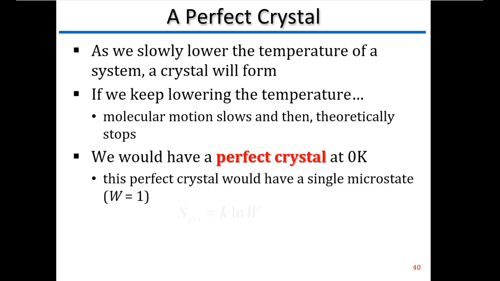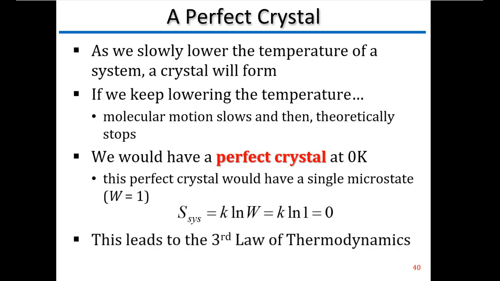So what are the ramifications of that? If we again calculate entropy of the system, we take our Boltzmann constant times the natural log of W, our number of microstates. We put in 1. So k times the natural log of 1, which of course equals 0. So what this is saying is that at absolute 0, the entropy of the system would also be equal to 0. And this leads us to our third law of thermodynamics.